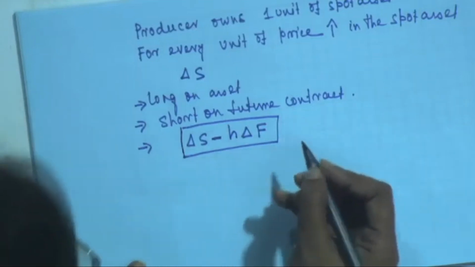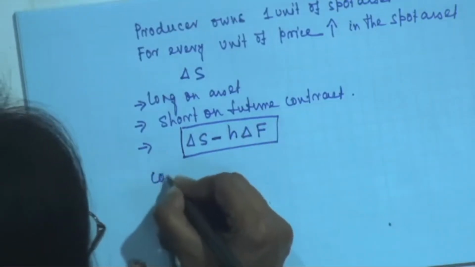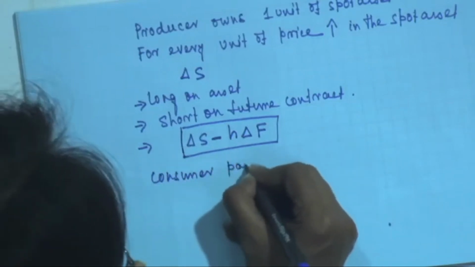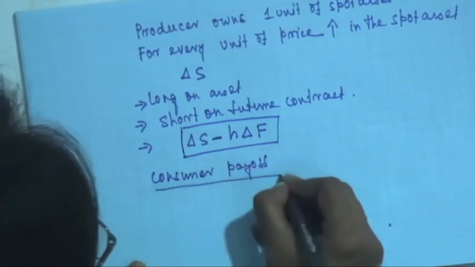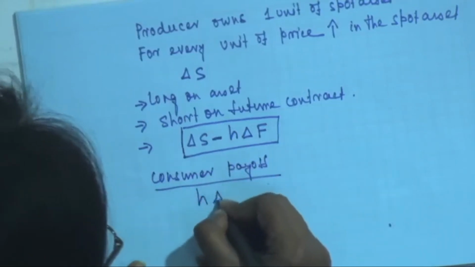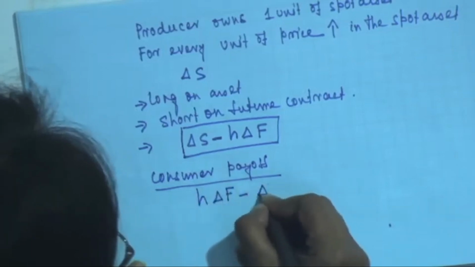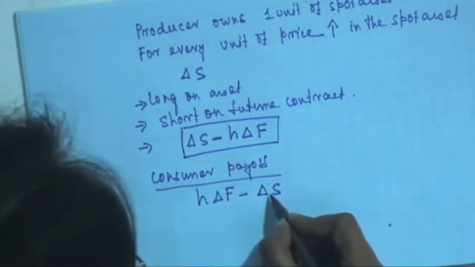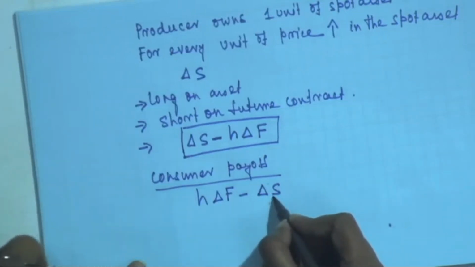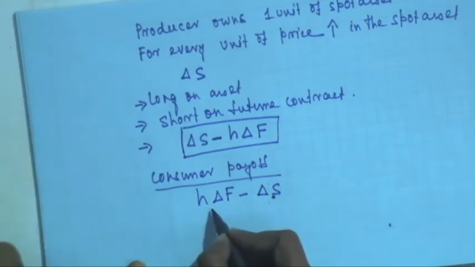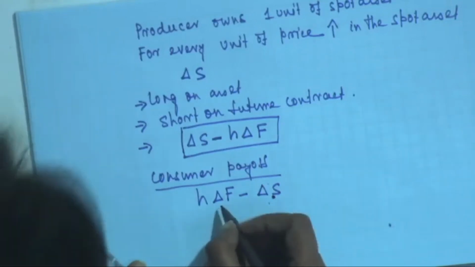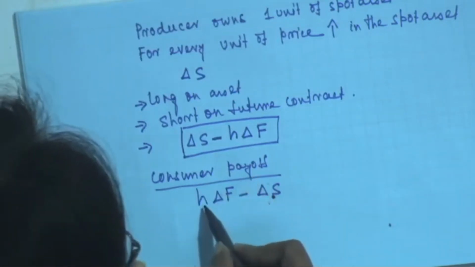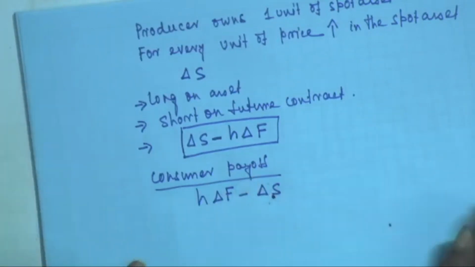Similarly, for a consumer, the payoff or benefit is going to be H delta F minus delta S. If price increases, the consumer is going to incur a loss in the spot position. However, he is going to gain in the futures position. So his payoff from the price change is going to be governed by H delta F minus delta S.